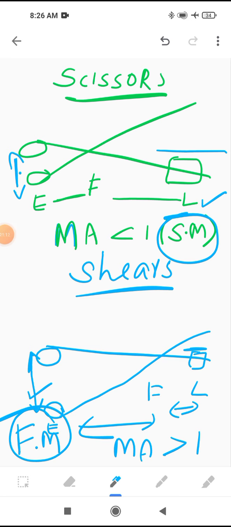Now question number 4. If a machine is to be used as a force multiplier and the machine available is a lever, then what class of lever should preferably be used? Support your answer by a diagram. It is the second order lever. Second order levers are force multipliers.